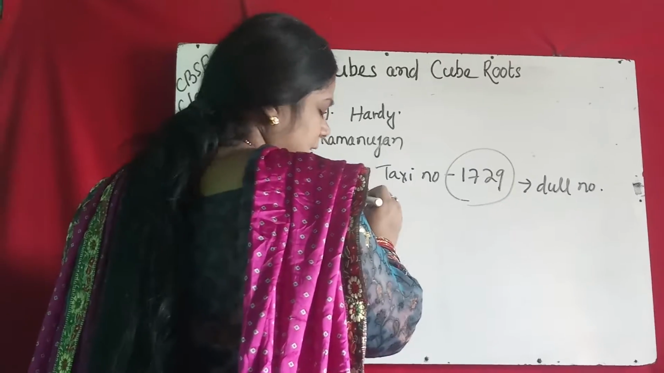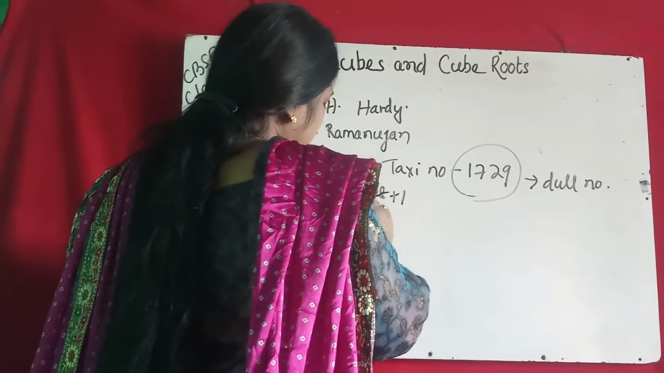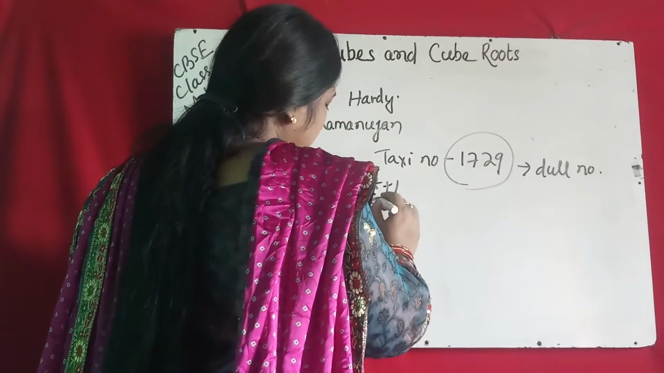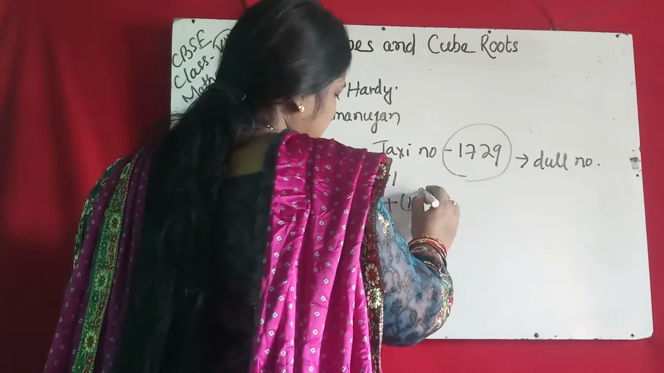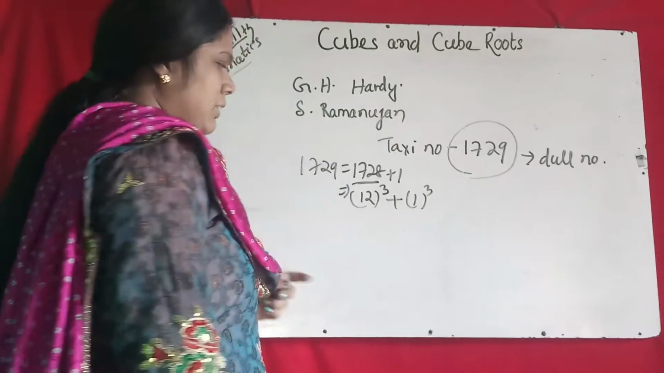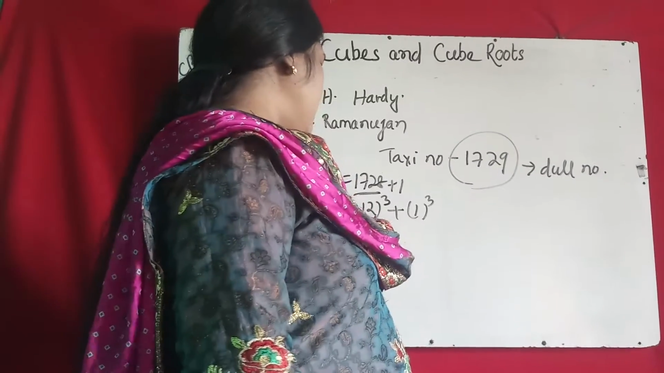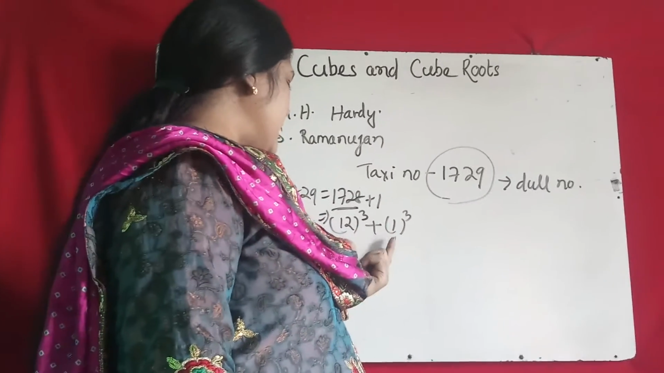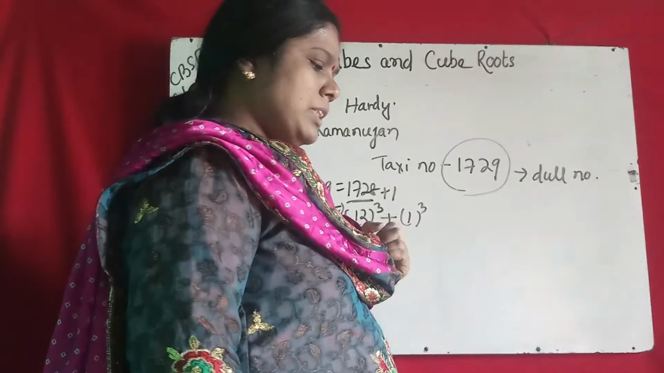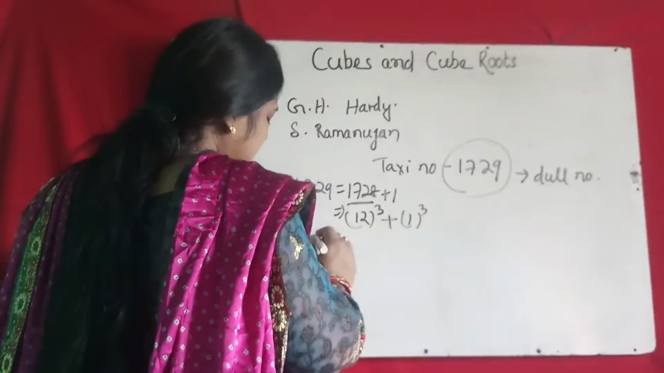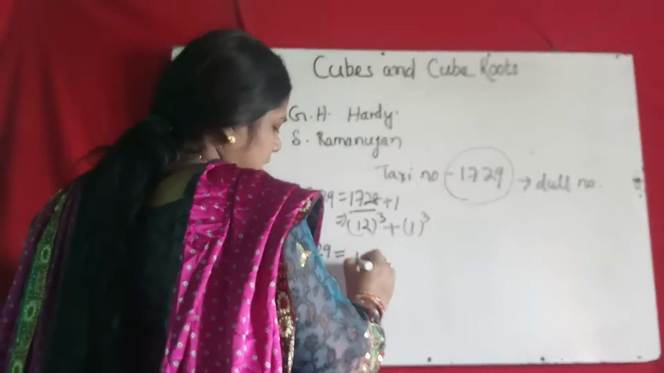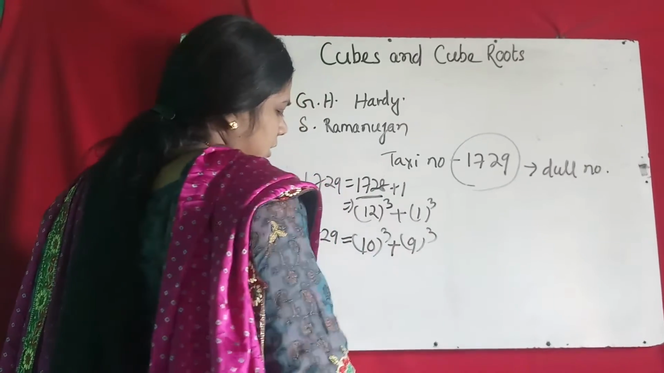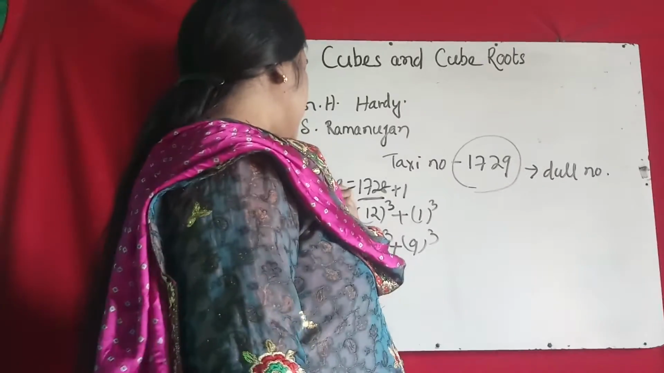1729 equals 1728 plus 1, where 1728 is the cube of 12 and 1 is the cube of 1. When you multiply 12 into 12 into 12, you get 1728. So it is the addition of two cube numbers. Also, 1729 is 10 cube plus 9 cube; when you add these two, we get 1729.